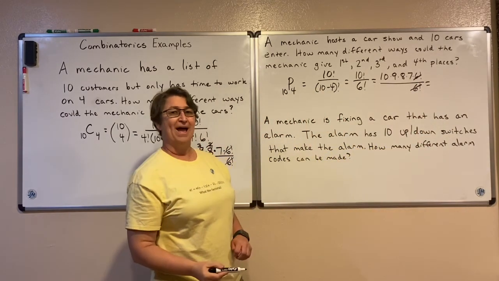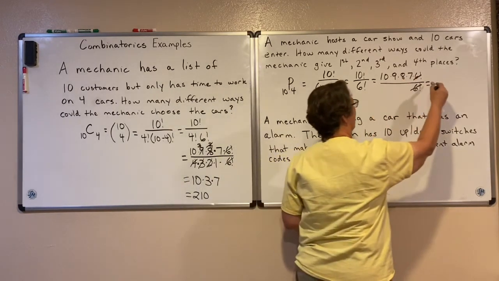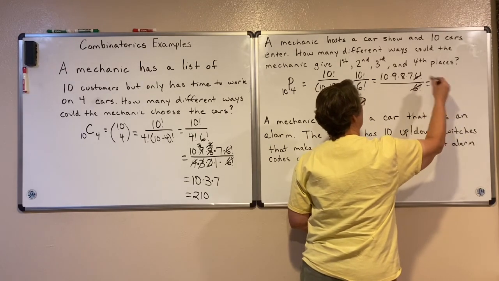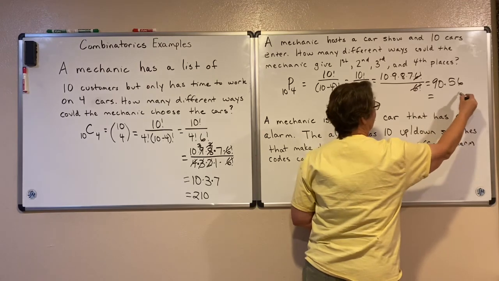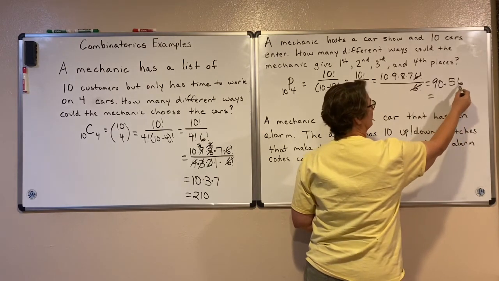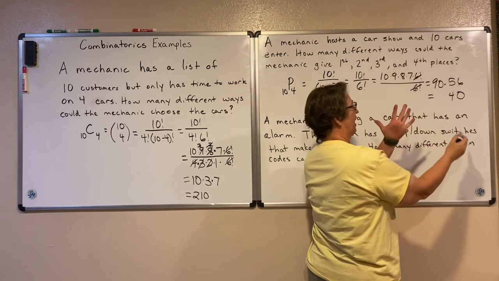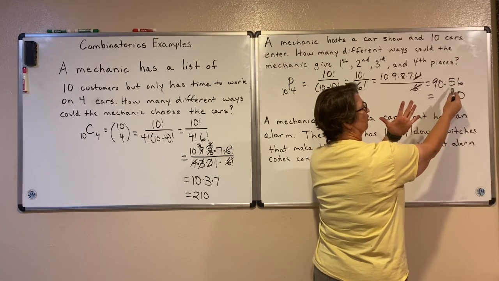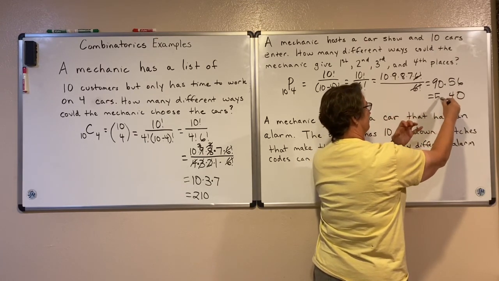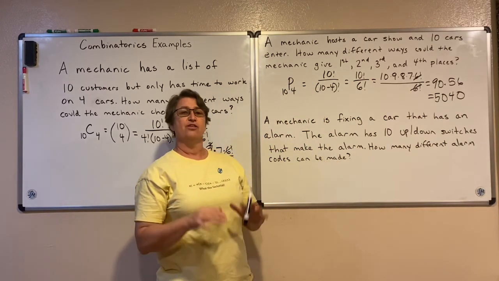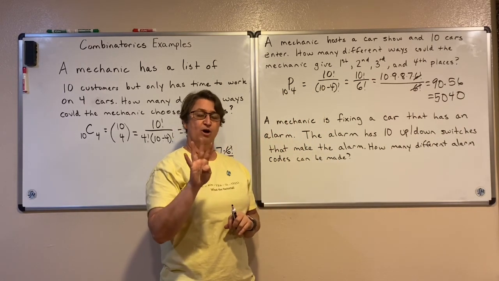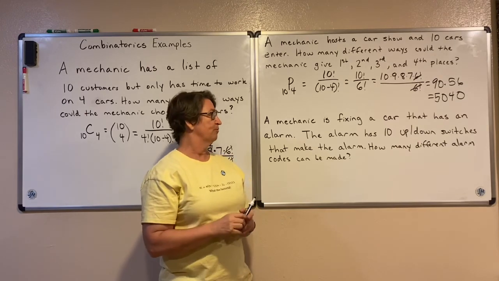I have a little more math to do this time. I have 10 times 9, which is 90, and 8 times 7, which is 56. So there's a 0 on the end. 9 times 6 is 54, carry 5. 9 times 5 is 45, plus that 5 makes 50. So there are 5,040 different ways that the mechanic can choose those 4 cars to give places to.